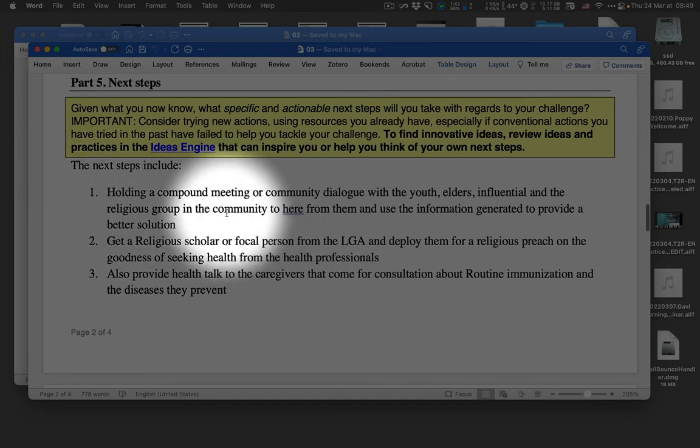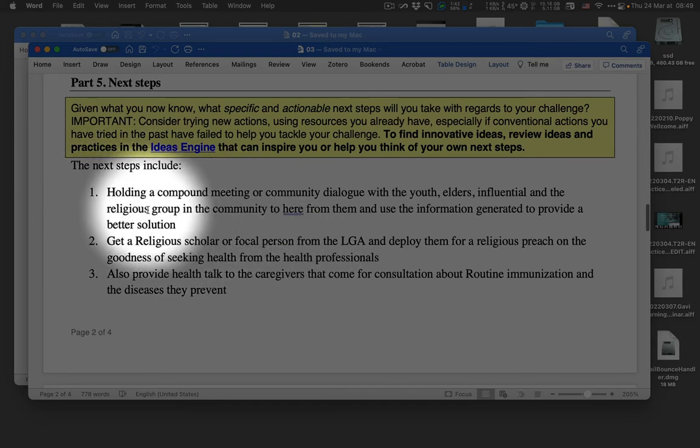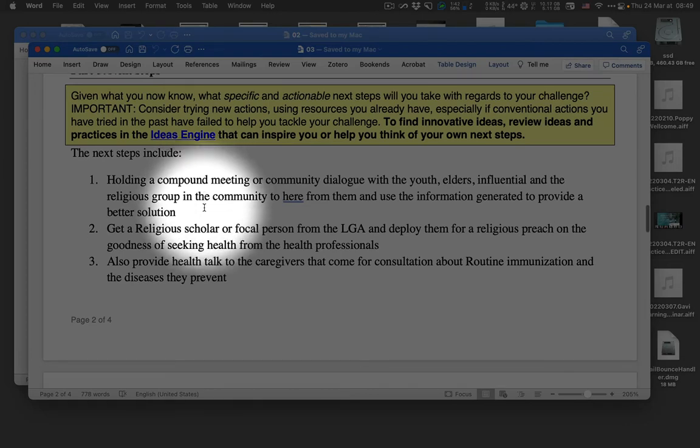And then here are the next steps. Okay, there's some very specific next steps. This is almost like an action plan. I'm going to take these specific actions.